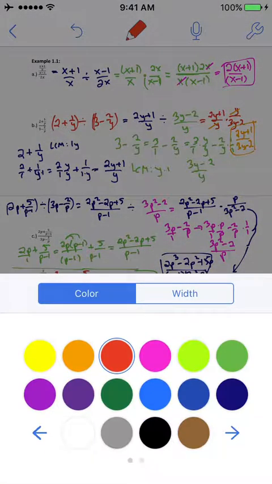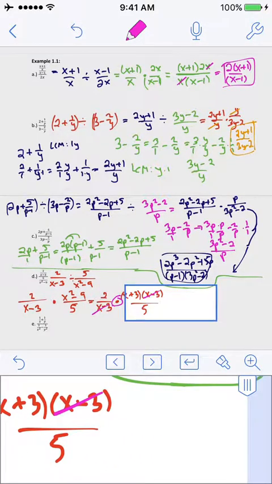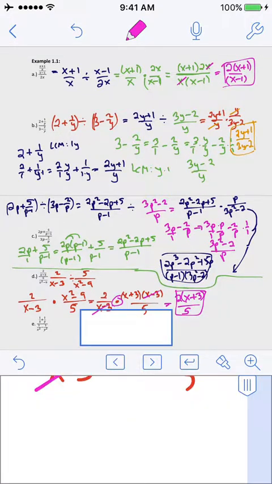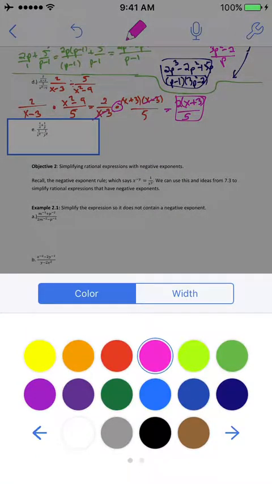All I notice here is that the x minus 3's cancel. So I don't need to go find an LCM between these two because they're not being added. There's no least common multiple for multiplication. So my final answer just ends up being 2 times x plus 3 over 5. That one was much simpler. Alright. One more and then we'll talk about something else.